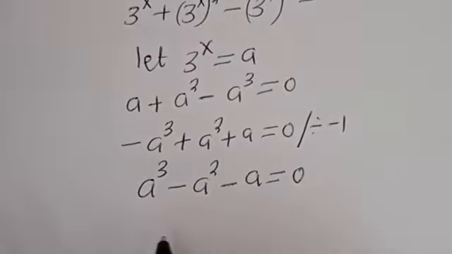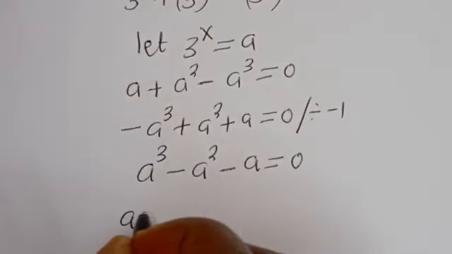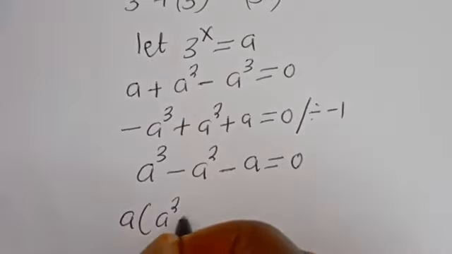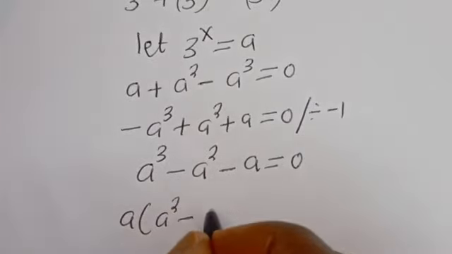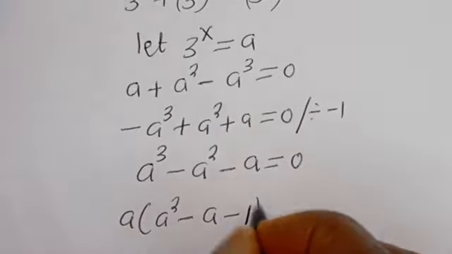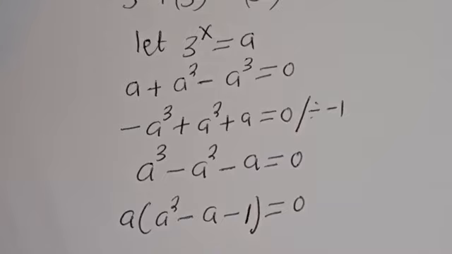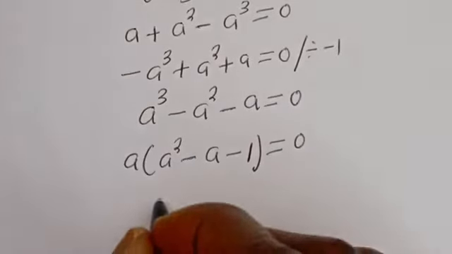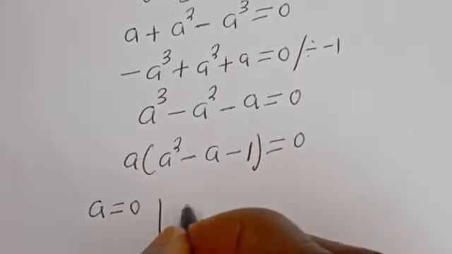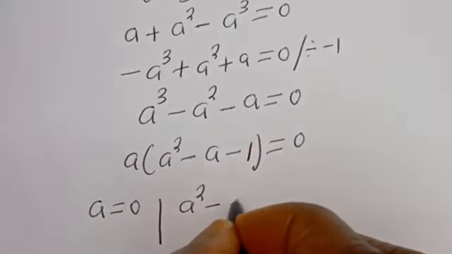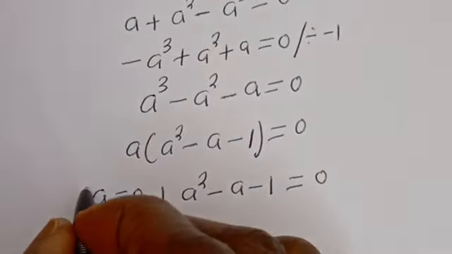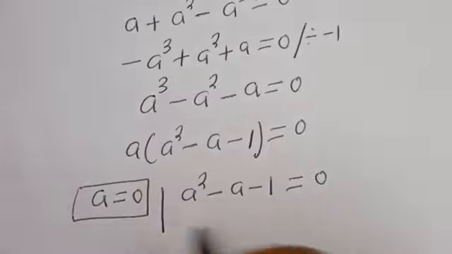Now here a is common. Let's bring it out. We have a bracket: if you divide this by a, we have a squared; then minus, if you divide this by a, we have a; minus, if you divide this by a, we have 1, is equal to 0. There are two cases from here. The first case is a equal to 0, and the second case is a squared minus a minus 1 is equal to 0. From here, a is equal to 0. That is the first value of a.